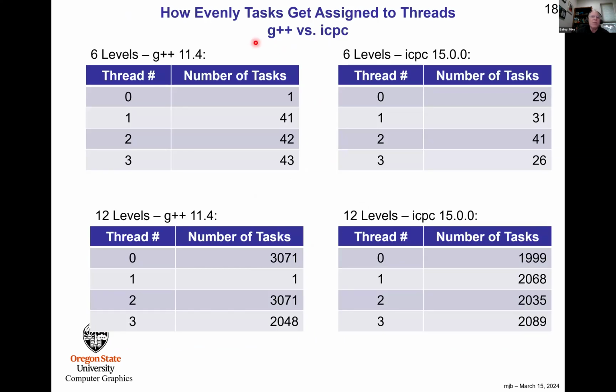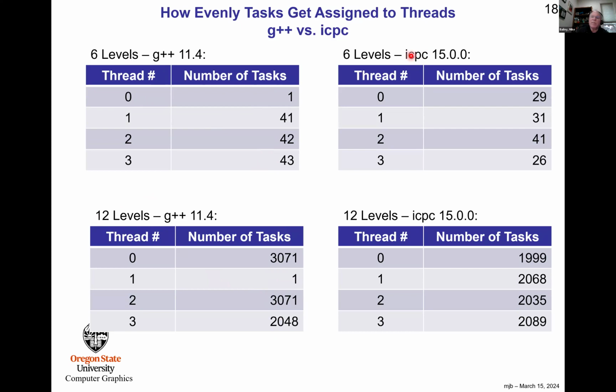Okay, so here's what happened. I created 6 levels of the tree, and this is with G++. And so thread 0 had one thing to do, and the other 3 pretty much divvied it up evenly. I changed it to 12, which is a lot more levels of the tree. And again, one thread had one thing to do, and the others had, well, pretty even still.